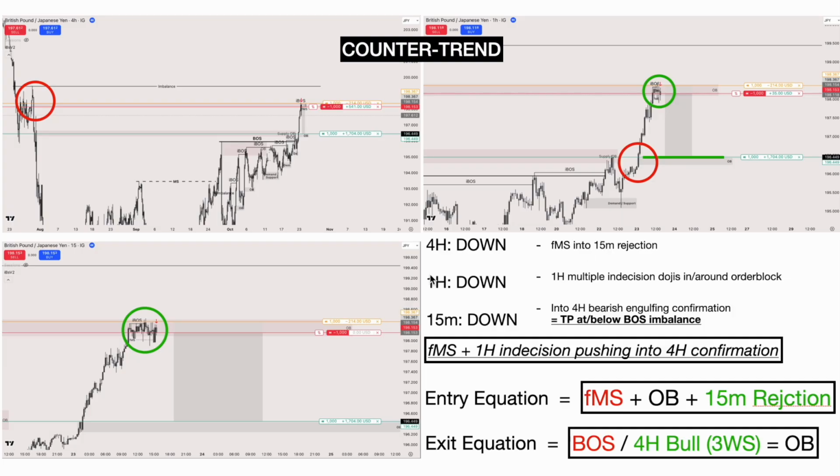Okay, so what we have is a fractal market shift from this institutional zone, and then we see price coming back up after the lows get absolutely taken out, they get closed on. That's what the fractal market shift is. Then price comes up and we can enter when we see this indecision following. And then from here, we have that fractal market shift plus 1 hour indecision pushing into 4 hour confirmation. And we're aiming at this institutional zone where we have this 15-minute order block, in fact.